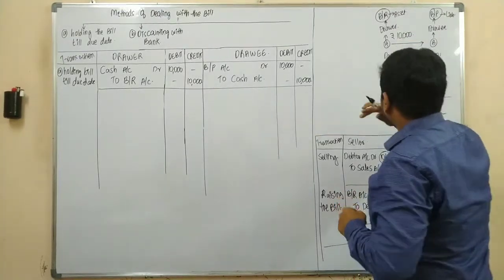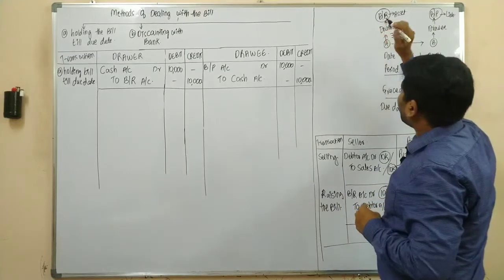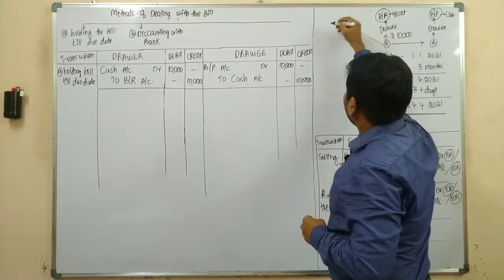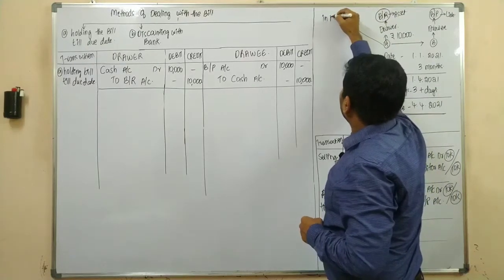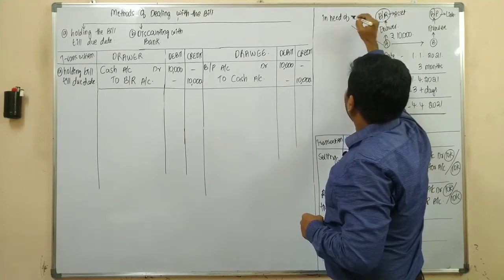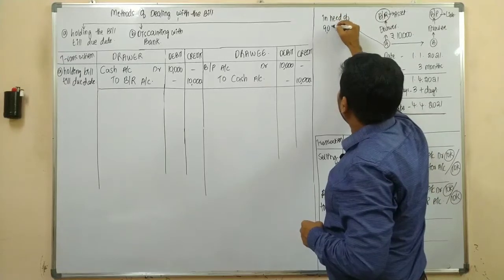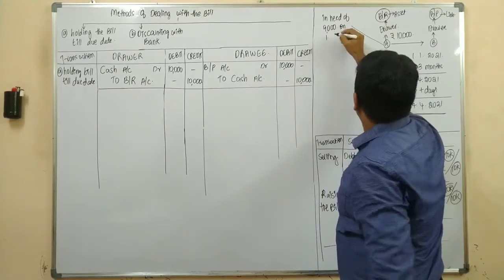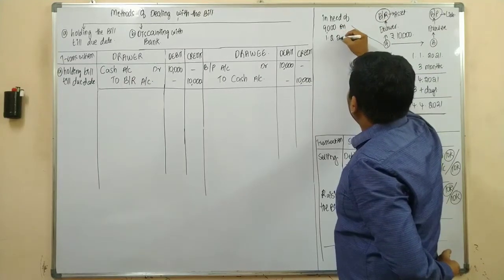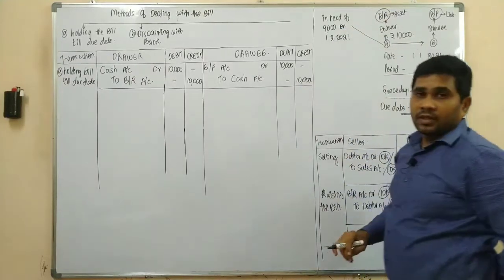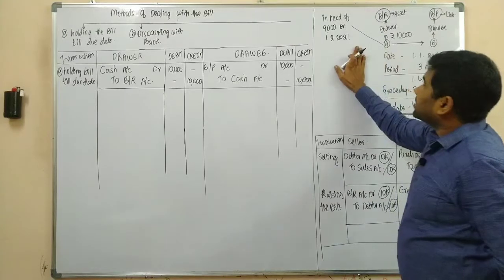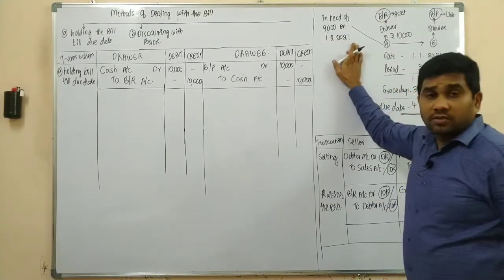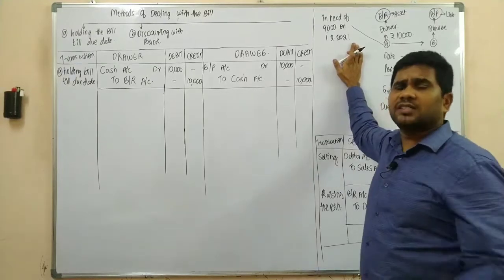Now let us understand here. Let's say Mr. A is in need of 9,000 rupees on 1st February 2021 for some expenses. Let us assume that Mr.